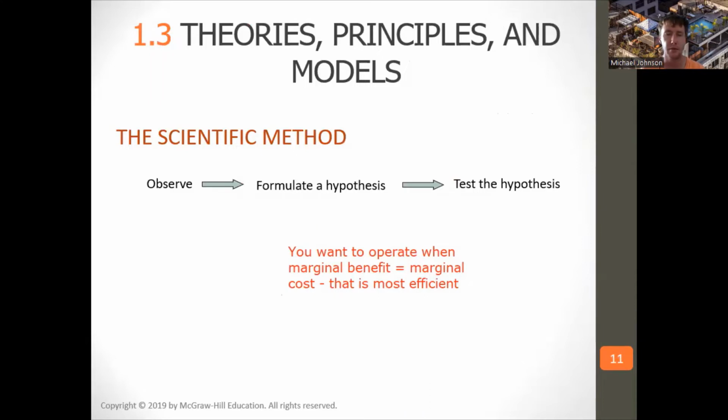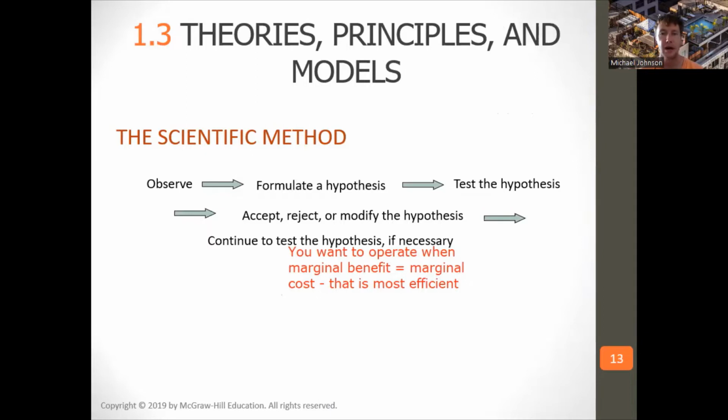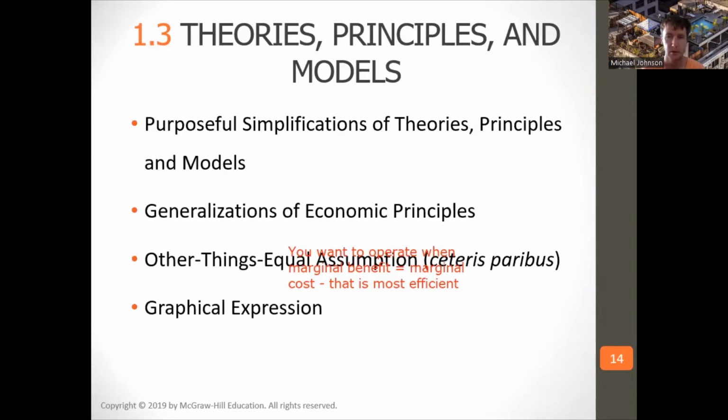Scientific method: observe, then formulate a hypothesis, then test the hypothesis, and accept, reject, or modify the hypothesis, and then continue to test the hypothesis if necessary. Then we'll go through simplifications. A lot of theories in economics are simplified. It's mostly a simplification of the real world, and they leave out a lot of details because a lot of things would change in the real world. Also, ceteris paribus is when one thing affects another, but you have to keep everything else the same. So it doesn't really work in real life.